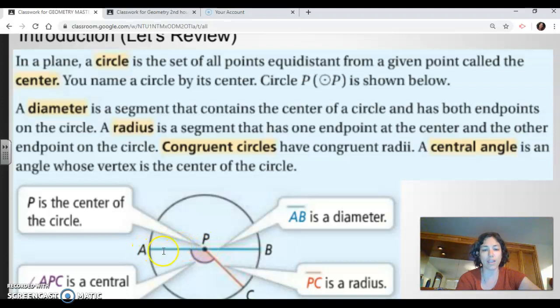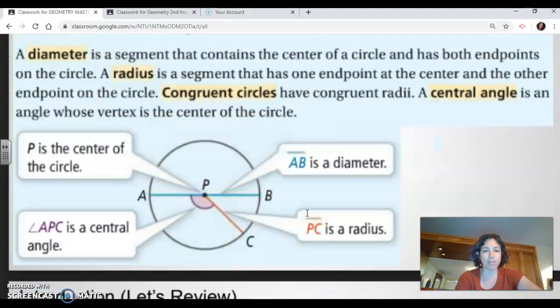So like AC, this part right here, this angle APC, that would be a central angle. If it were to have another line coming from B here and going this way, that wouldn't be a central angle because the angle starts on the outer circle. That's some of the stuff that we went over last week.